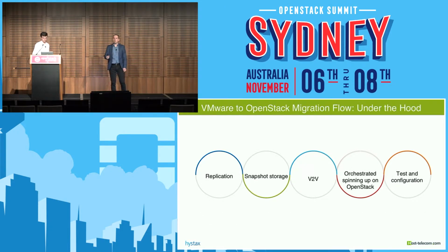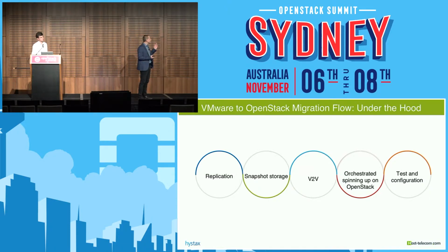Okay, so if we speak about data flow and how the actual migration works, it consists of 5 stages. These are replication, snapshot storing, V2V transformation, or virtual to virtual transformation, orchestrated spinning up of a migration on OpenStack, and testing and configuration of this migration.